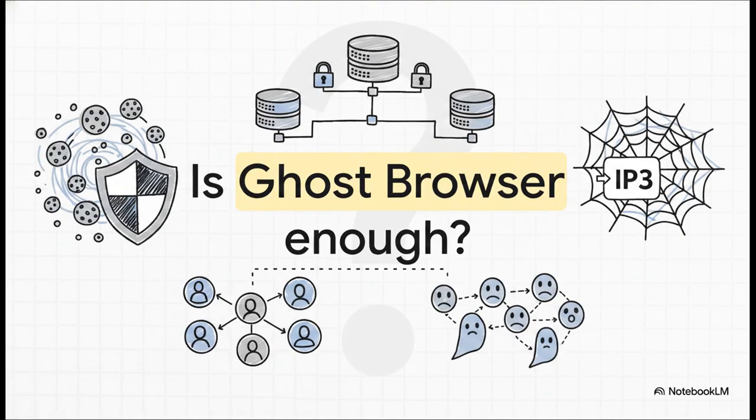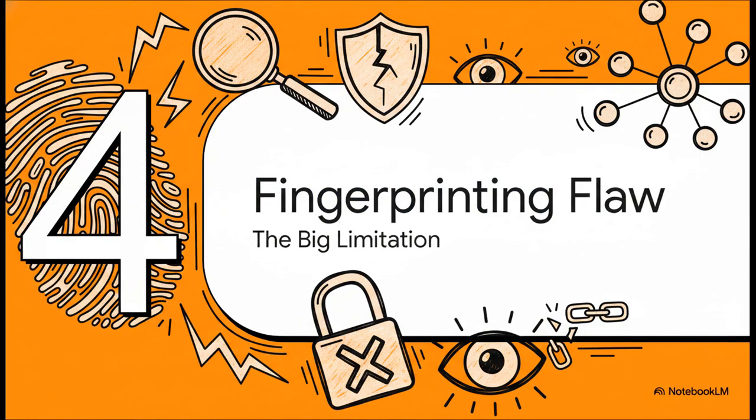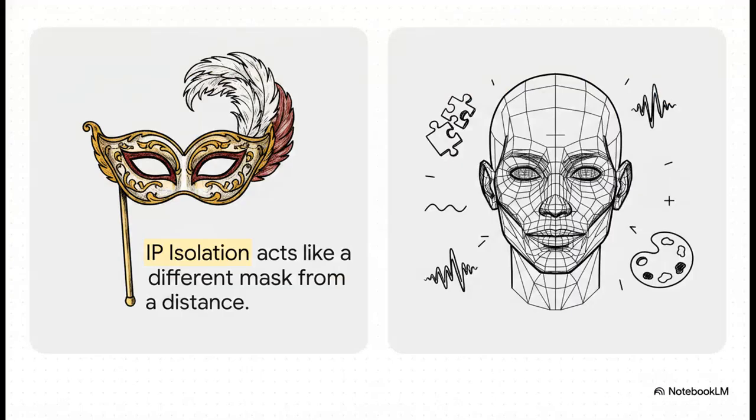But here is where the guide introduces a pretty massive reality check. Is Ghost Browser actually enough? Is isolating your cookies and changing your IP address truly sufficient to stay hidden from today's incredibly sophisticated tracking algorithms? Let's dig into that in Section 4, the fingerprinting flaw. The short answer? No.